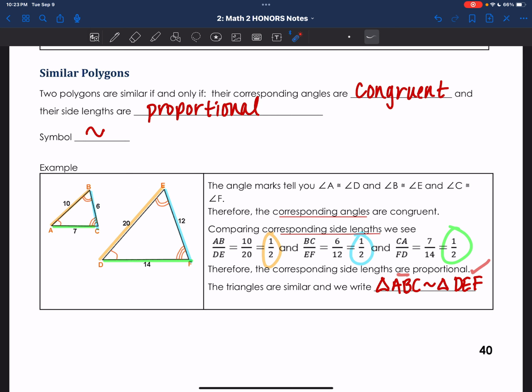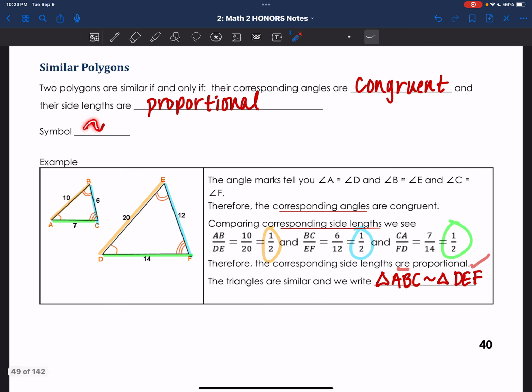So let's start with similar. Two polygons are similar if and only if their corresponding angles are congruent and their sides are proportional. Now the symbol looks like the top of the congruent symbol, but it's similar. So it looks like a little wavy line. So now let's look at our example down here.